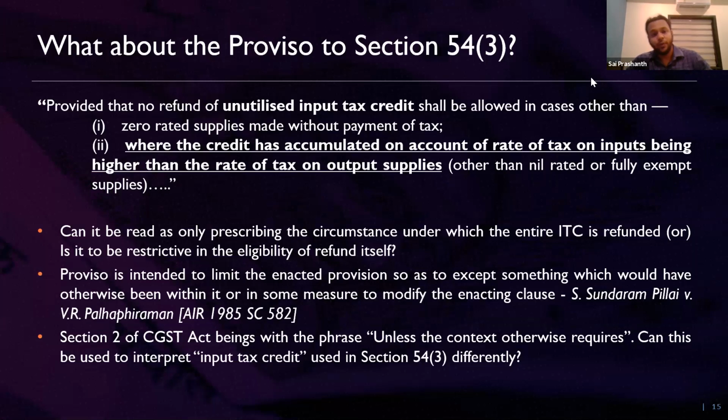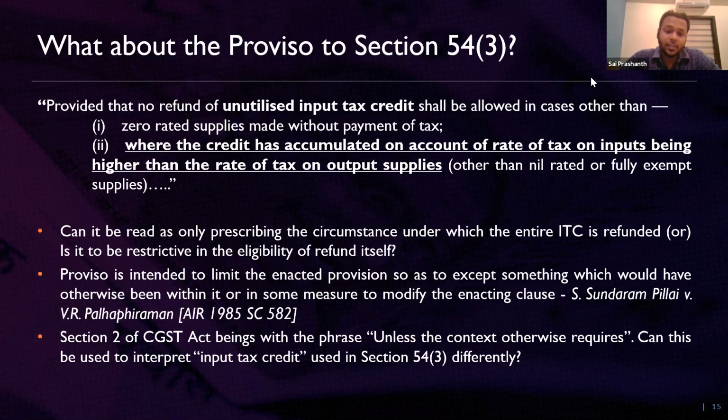So what is this proviso? Let's just read this proviso once again. It says, provided that no refund of unutilized input tax credit shall be allowed in cases other than zero rating, which is not relevant to us. And secondly, where the credit is accumulated on account of rate of tax on inputs being higher than that of output supplies. So in the underlined portion of the proviso, how are we supposed to read this?